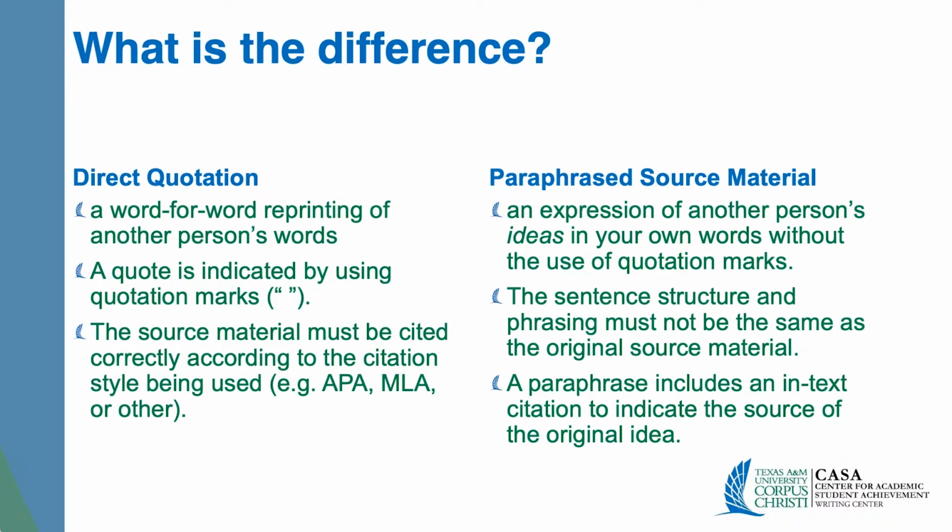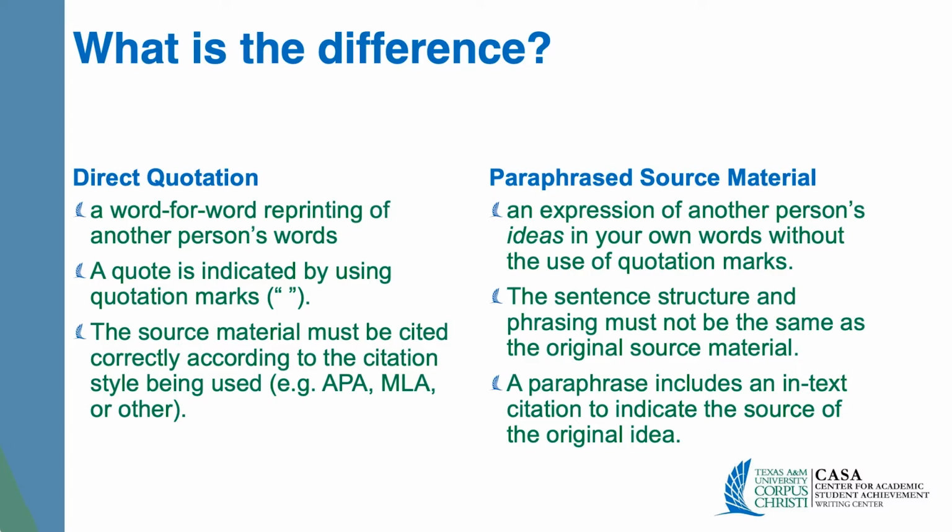So this is how you can help avoid plagiarizing. What exactly is the difference between a direct quote and a paraphrased quote? Because there's going to be a difference in the way that you cite them. Usually with a direct quote, you'll have to include the page number, whereas with paraphrased material, it's just going to be the author and possibly the date if you're using APA or whatever citation style you're using, however they decree it. So a direct quotation is word for word reprinting of another person's words.